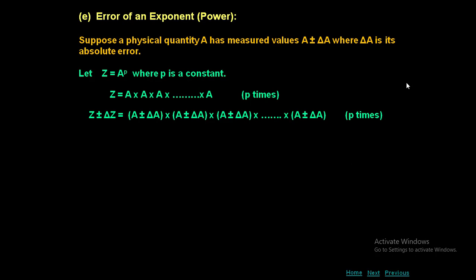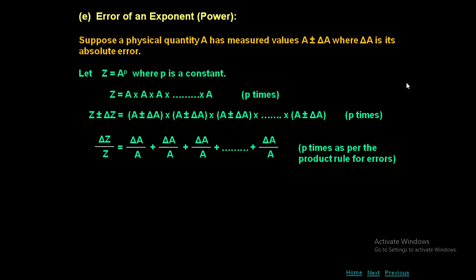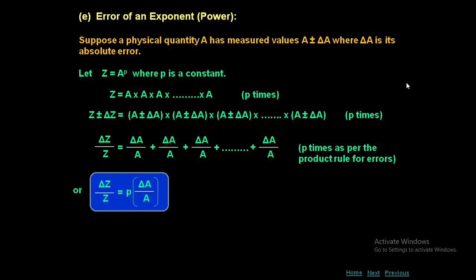Now in the product rule we have learned that whenever quantities are multiplied in a product, what happens? We are going to get the relative error. Suppose Z equal to A into B was there. So what is the final error we are going to get? Relative error you are going to get. So here also delta Z by Z is equal to, now the relative error of A we have to consider, which is delta A by A plus delta A by A plus, how many times you have to write? P times we have to write. Or delta Z by Z is equal to P into delta A by A. Suppose you have x plus x, how will you write? 2 into x. In the same way, P into delta A by A.